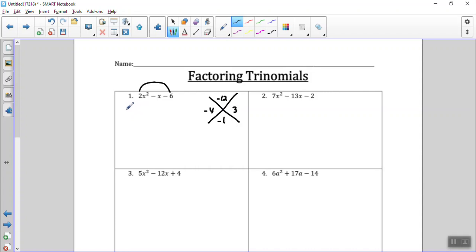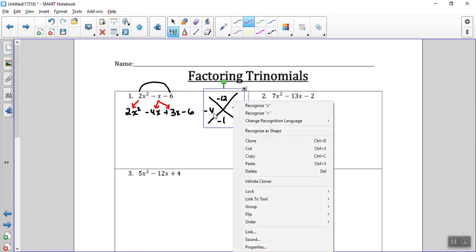So now what I'm going to do is rewrite the problem as 2x squared, bring this down, and then instead of writing negative x, I'm going to write negative 4x plus 3x, these two numbers here, and then write down negative 6, bring this number down. Okay, so what I did was I brought this down, and then the negative x, I rewrote it like this. Okay, and I was very specific which two numbers I wanted to use by doing this process over here.